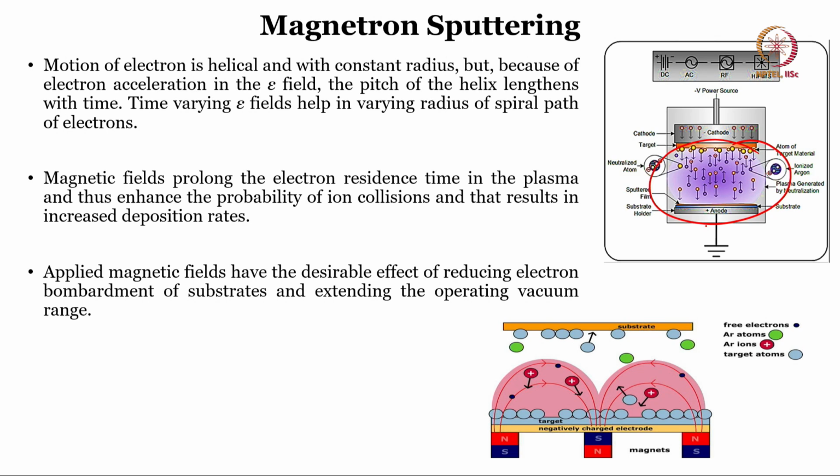So, this residence time increases only because of the magnetic field, and if the magnetic field is present, then we can change the length of the helix by changing the electric field. Okay. So, that is the advantage of having a magnetic field along with an electric field.